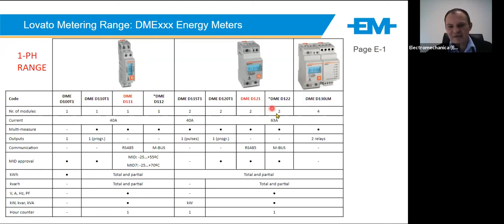And we have an up to 63 amp single phase. All right. There is a unique single phase unit called the DMED D130LM, and I'll cover it a little bit deeper later. Quite specific to, it's the only single phase unit you can do expansions on, all right? But we'll cover it a little bit later.